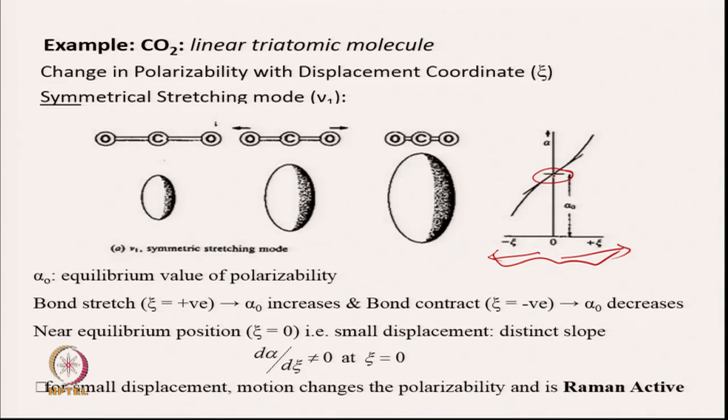So, if you look at this point, near the equilibrium position, for a small displacement, it has a slope. So, you can see that there is a slope. What does that mean? For a small displacement, the motion changes polarizability, and thus the symmetrical stretching mode is Raman active.